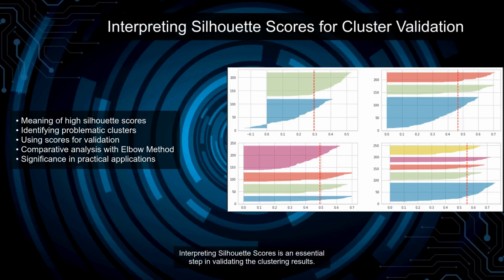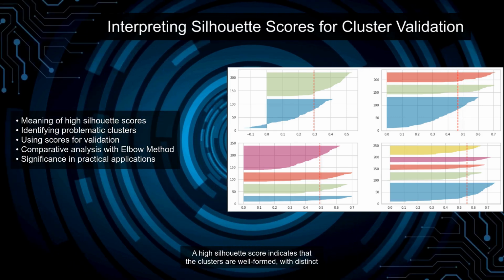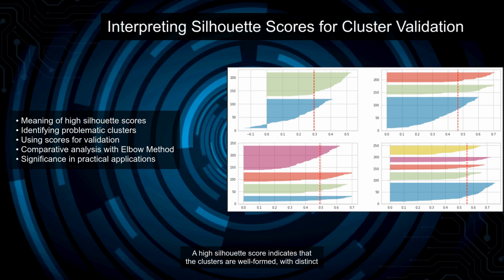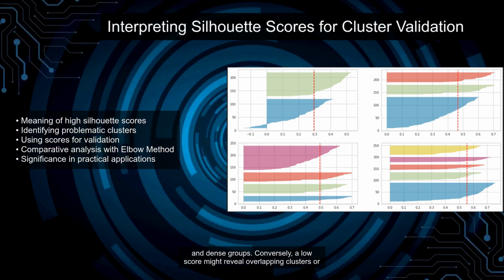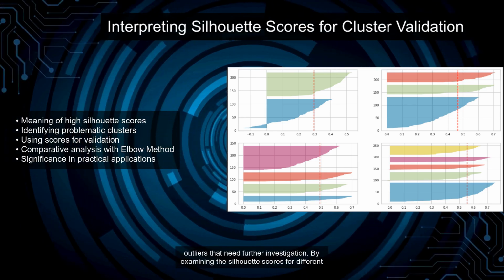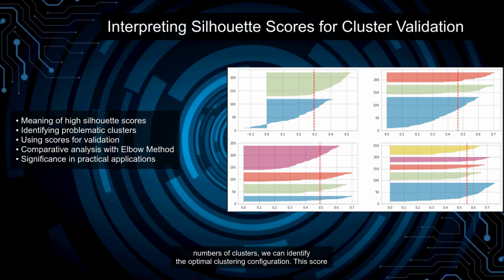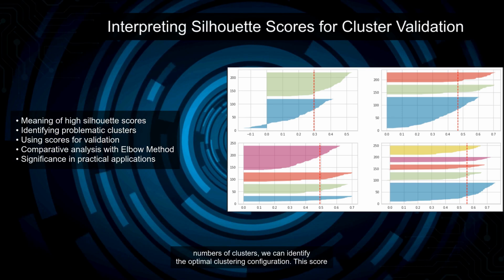Interpreting silhouette scores is an essential step in validating the clustering results. A high silhouette score indicates that the clusters are well formed, with distinct and dense groups. Conversely, a low score might reveal overlapping clusters or outliers that need further investigation. By examining the silhouette scores for different numbers of clusters, we can identify the optimal clustering configuration.